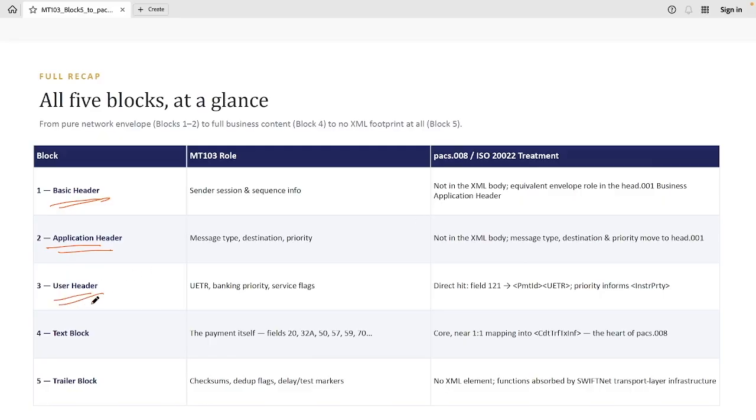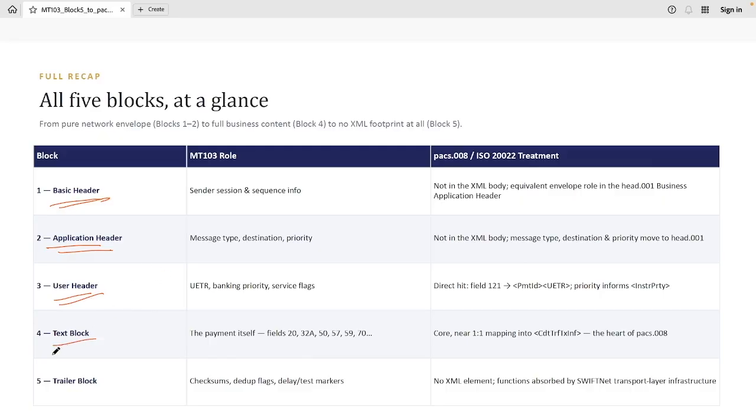Block 3, or the user header, has selective mappings. We can say field 121, the UETR, has a direct mapping in the ISO 20022 pacs.008 message body. Other fields may influence service identification, priority, or processing rules. Some fields may only remain in the audit or translation records. Therefore, block 3 is a combination of direct, derived, or non-mapped data.